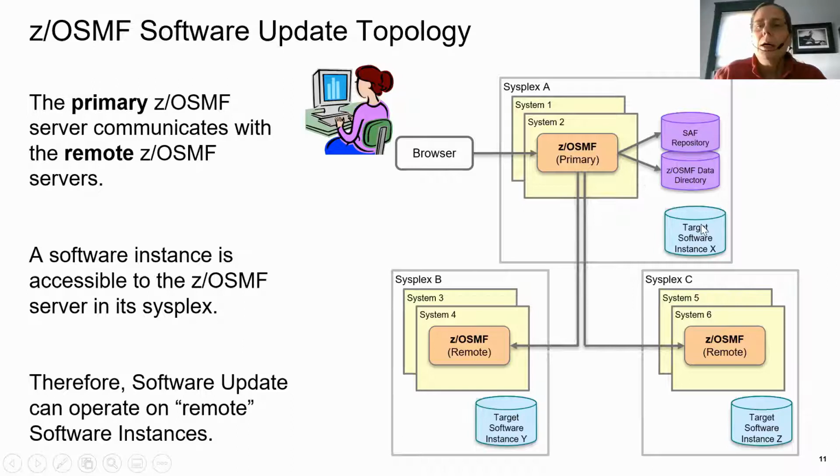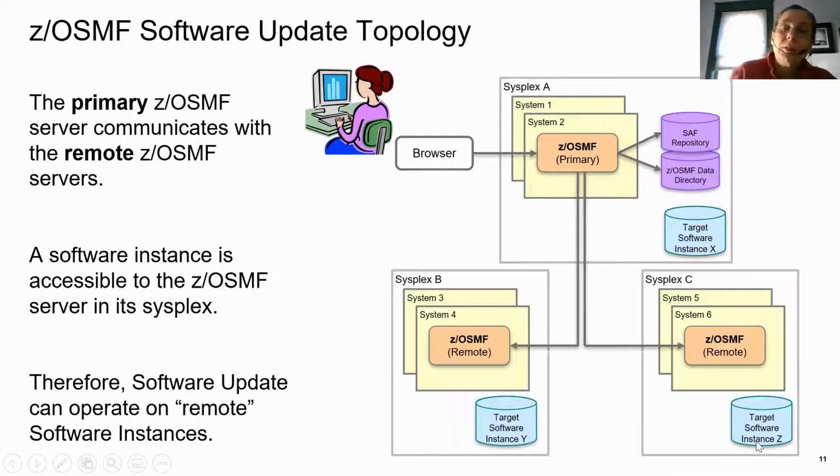And I have a software instance, let's say locally, which might be instance X. I can also communicate with another z/OSMF remote server. On that system, I might have a software instance Y, and I could also communicate to a third sysplex if I wanted to. And on that system, I might have a target software instance Z. So where could I put a software update? Where are the software instances I could install and update to? It can be X, Y, or Z.